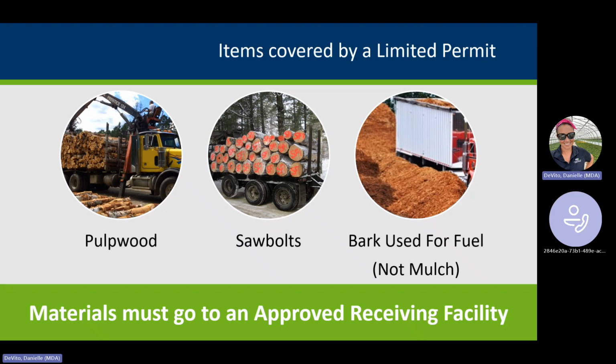These items travel under a limited permit only if going directly to an approved receiving facility. This approval means that they maintain a current compliance agreement with the Minnesota Department of Agriculture and accept 100% of the responsibility. It is important that you check with the facility to which you plan to transport pulpwood, sawbolts, or bark used for fuel to assure that they are under the Minnesota Department of Agriculture compliance agreement prior to transporting your regulated material.